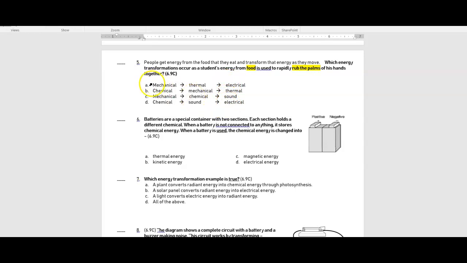So A is mechanical to thermal to electrical. B is chemical to mechanical to thermal. C is mechanical to chemical to sound. D is chemical to sound to electrical. So what I would do is I would write it up here and then figure out which one kind of goes with your answer choice.